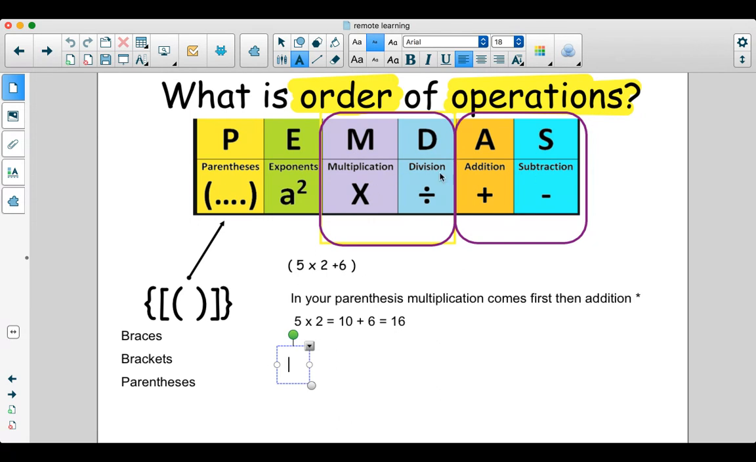Now, let's look at an expression that works with the same rules, but division comes before multiplication. So we have to do that first. So let me give you an expression.